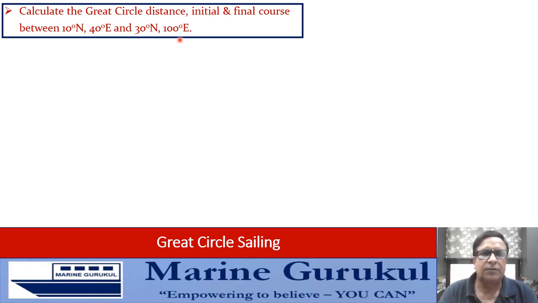So the first thing we need to do is make the PAB triangle, for which it is important that we place positions A and B in relatively correct orientation and also identify the appropriate pole. Now we see D-lat from A, 10 degrees north, to B, 30 degrees north, is 20 degrees north. D-long from A to B, that means 40 degrees east to 100 degrees east, is east.